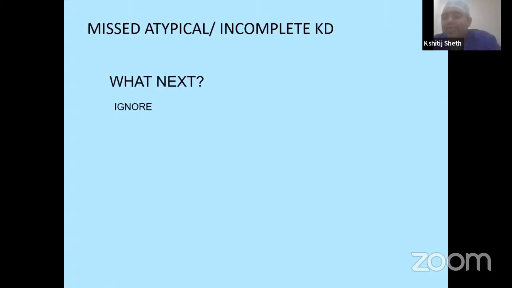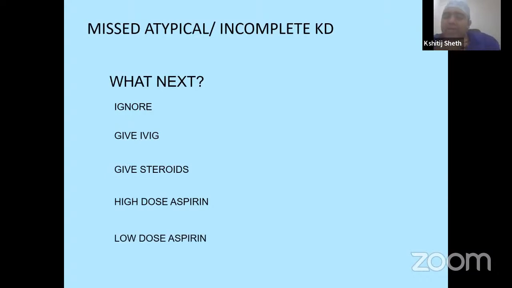Should we ignore this? If you see, there's no diagnostic test for Kawasaki, so you could assume it might or might not be Kawasaki and just ignore it. Second, give IVIG, which is the treatment of choice in active Kawasaki disease to prevent coronary involvement. Third, in addition to IVIG or in isolation, give steroids. Fourth, give high-dose aspirin, which is an anti-inflammatory dose that we usually give for the first 2 to 3 days of fever during Kawasaki. Or just start a low-dose aspirin because of the coronary dilatation, and then see what happens on follow-up.